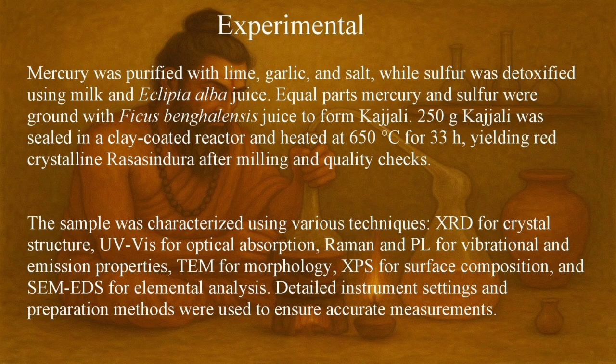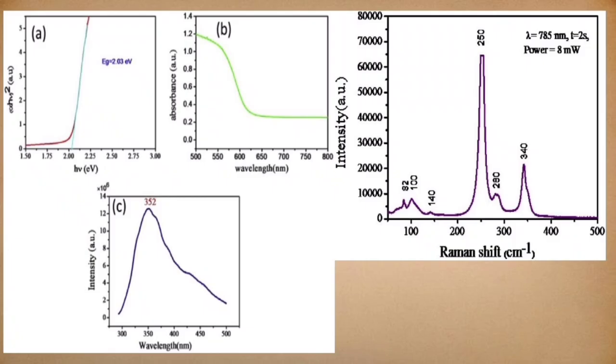The sample was characterized using various techniques, for example, XRD for crystal structure, UV-visible for optical absorption, Raman and PL for vibrational and emission properties, TEM for morphology, XPS for surface composition, SEM and EDS for elemental analysis. Detailed instrument settings and preparation methods were used to ensure accurate measurements. These are the results of Rasa Sindoor.